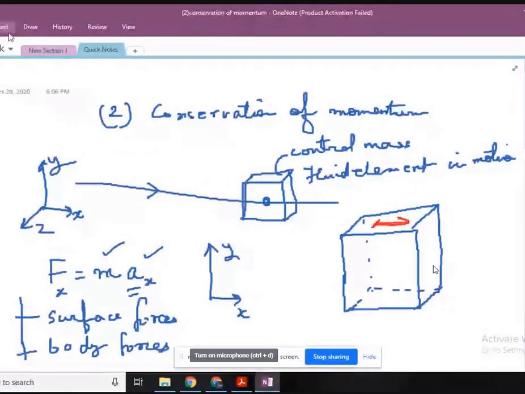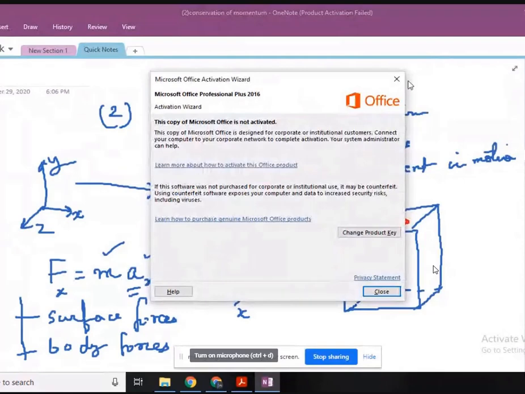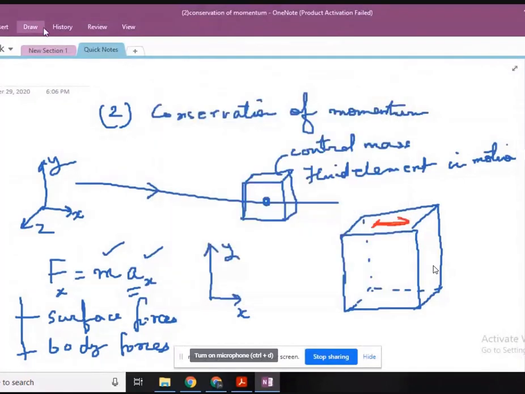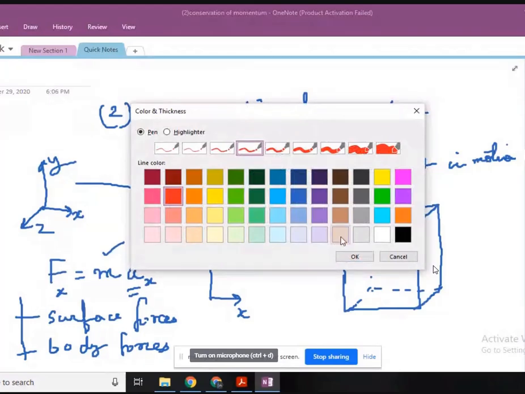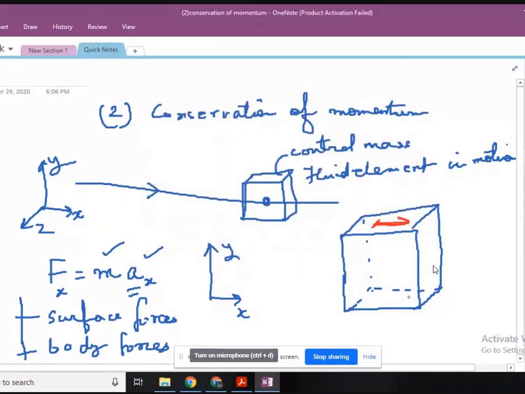So I have to draw again. It's very difficult to draw this. I tried different applications, but still OneNote is better for me.